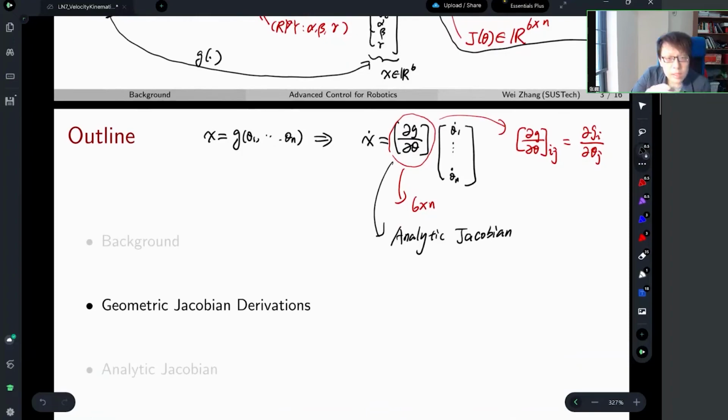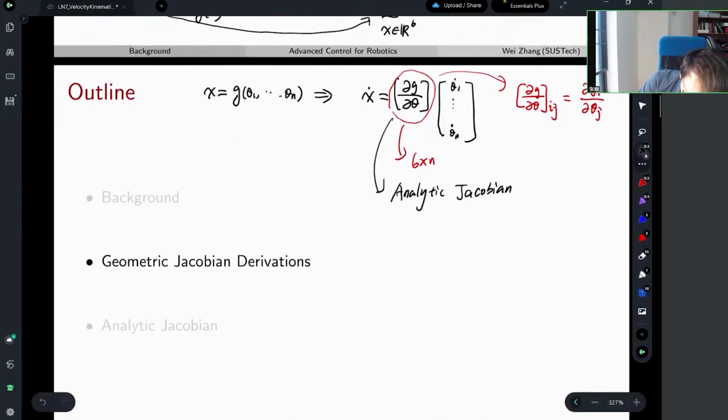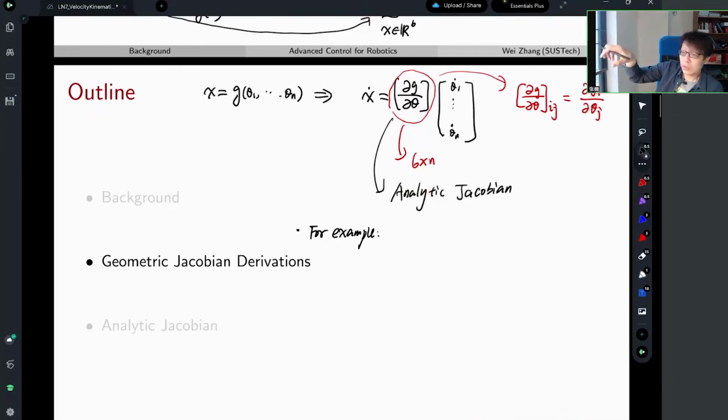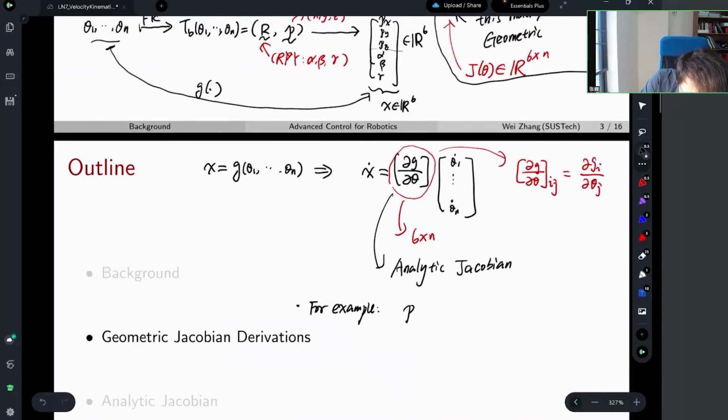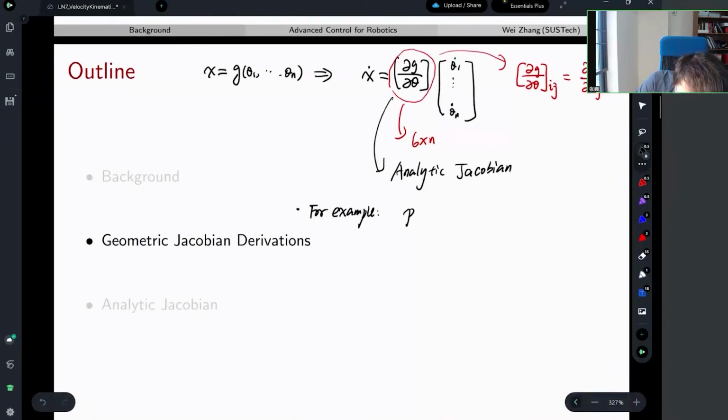Okay, and it contains much information that may be of interest. For example, if I'm only interested in the position of the end-effector frame, then I know the position is the first 3 elements of X. So P is also a function, let's say P of theta equals Px of theta, Py of theta, Pz of theta, right?